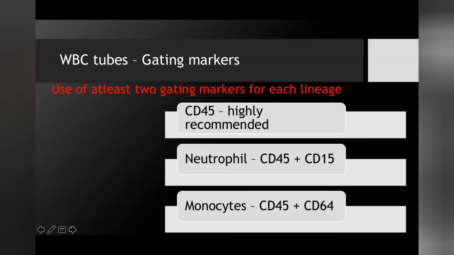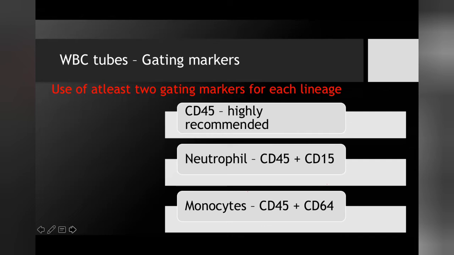Coming then to the WBC tube. So in the RBC tube, just to remind you, we use just one GPI anchor and one gating marker. The gating marker was CD235A bound to FITC, and the GPI anchor was CD59, which was bound to phycoerythrin or PE. Now, when we come to the WBC tube, they recommend the use of at least 2 gating markers and 2 GPI anchored markers to avoid any ambiguity. So CD45, which we normally use for gating, is highly recommended. So one of them will be CD45.